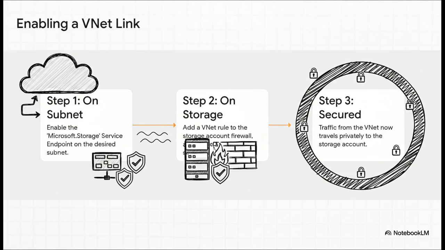And the best part? Setting this up is surprisingly easy. It's a three-step process right inside the Azure portal. You just go to your subnet, flip a switch to enable the service endpoint for Microsoft Storage, then hop over to your storage account firewall and add a rule allowing that subnet. And boom, you've just built your outer wall.